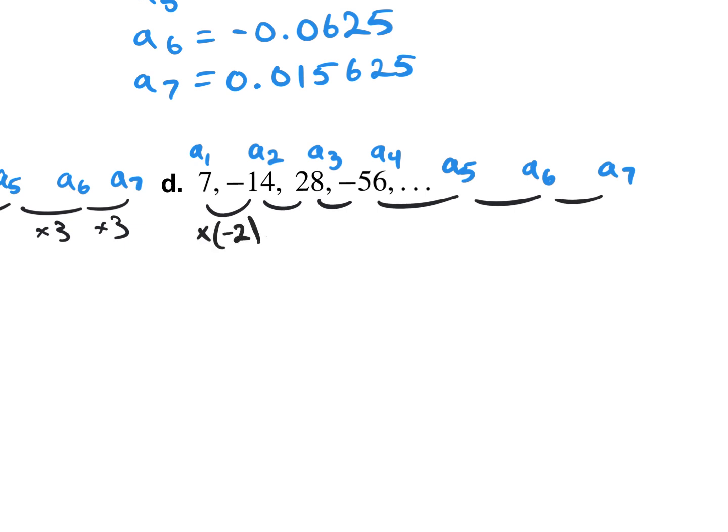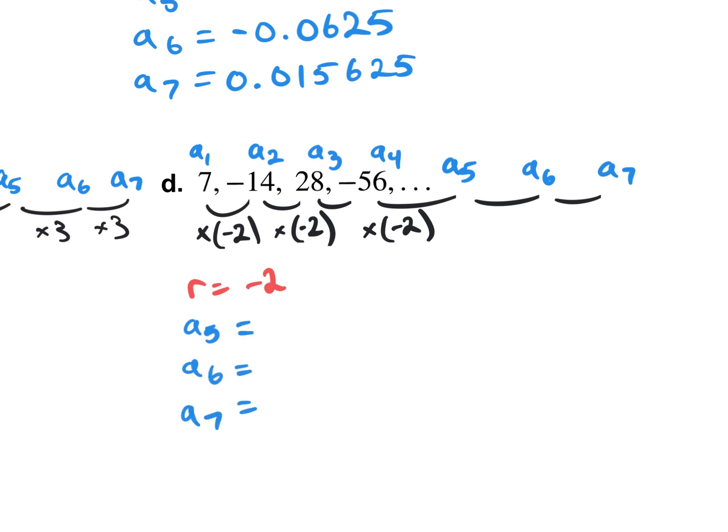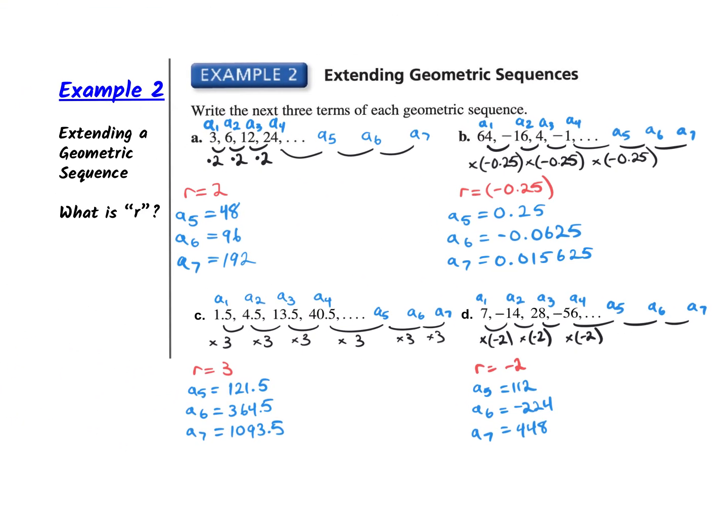So from 7 to 14, we're multiplying by 2, but make sure again, because you know that it goes from positive to negative, we be sure to include the negative. Our R must be negative 2. So our 5th, 6th, and 7th term means we're multiplying the prior steps by negative 2 each time. Negative 56 times negative 2 will give us 112. 112 times negative 2 will give us negative 224. And then negative 224 times negative 2 is 448.